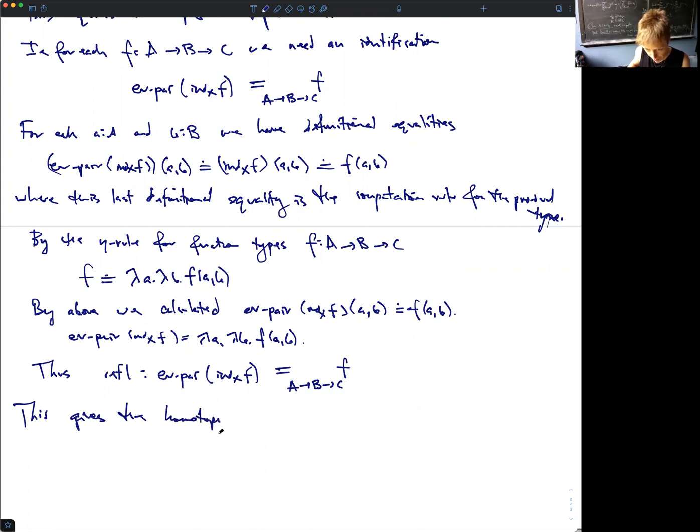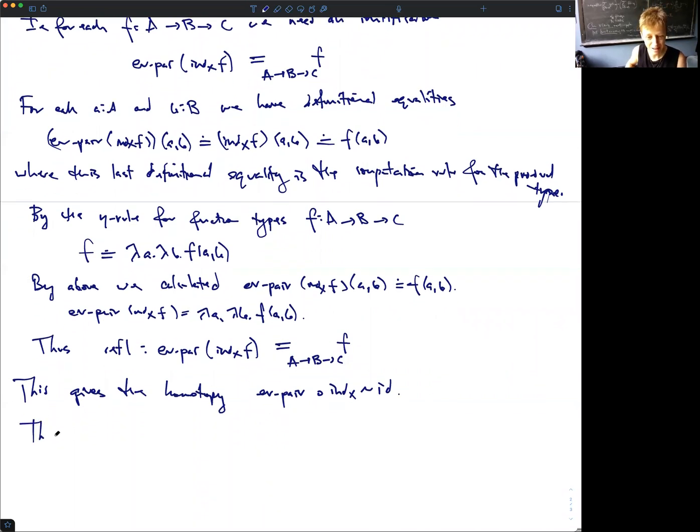So what we've, sorry, which homotopy? It's the one that says that ev pair composed ind x is homotopic to the identity. So we've shown so far that this induction map is a section of the evaluation map. So we're close. The final step in the proof of the equivalence requires a homotopy in the other direction.